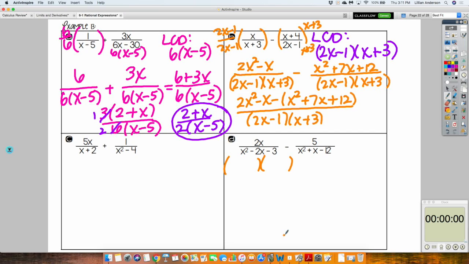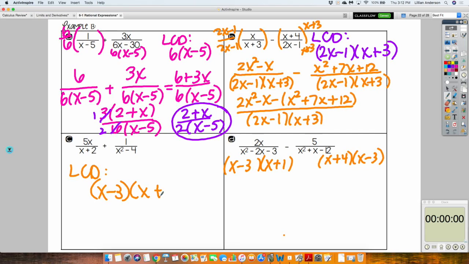Negative 3 and positive 1. What two numbers multiply to give you a negative 12 that add together to give you a positive 1? What is my common denominator between those? X minus 3. There's more. X plus 1 and x plus 4. That is our common denominator.